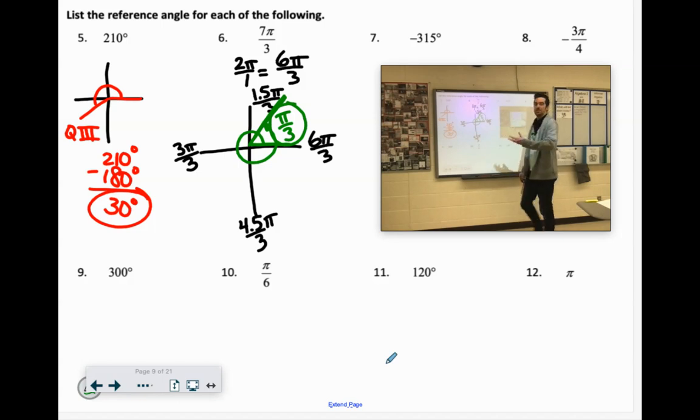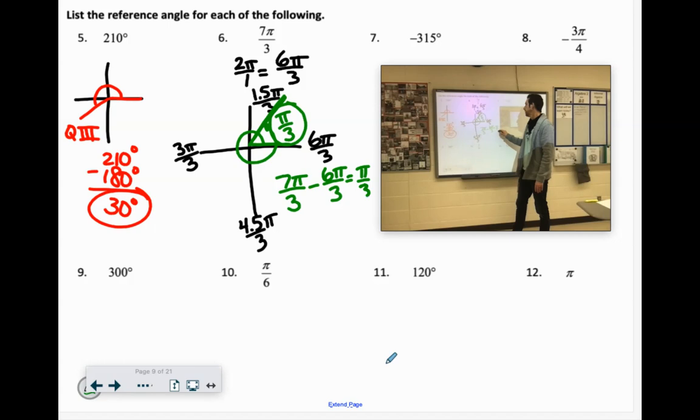Another way you can do it is to find a coterminal angle. So you can do 7 pi over 3 minus 1 full rotation, which is 6 pi over 3. And that would give you pi over 3. You would know it's in quadrant 1. So when it's in quadrant 1, that is your reference angle.